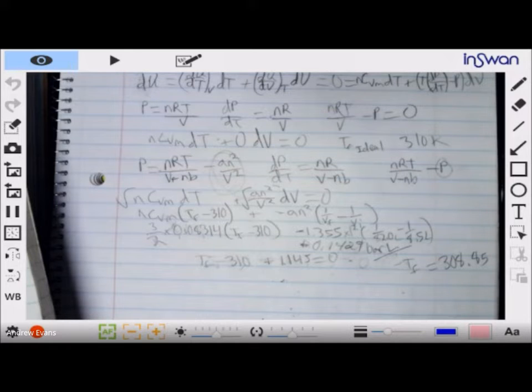When it comes to ideal gas. But this is in a van der Waals, so it's a little bit different.